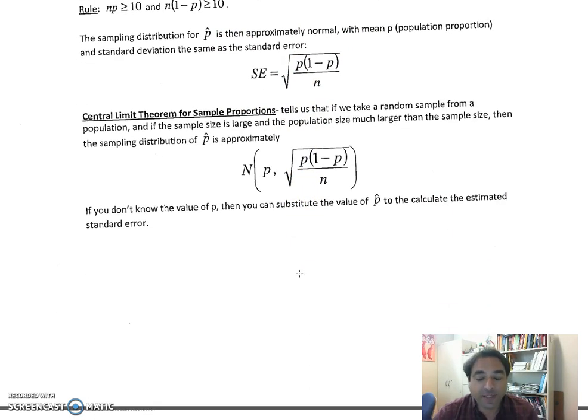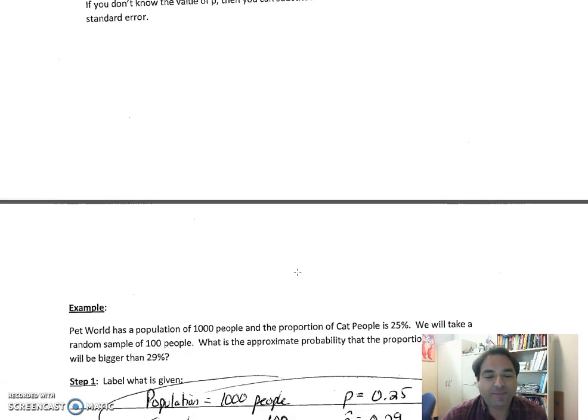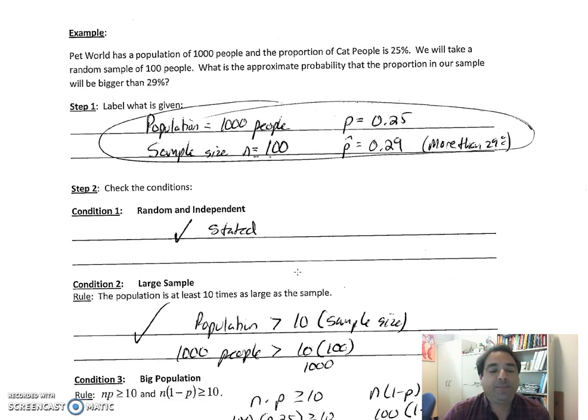The best way to explain this is through a couple of problems. So we're going to do some sample problems. The first one's not my favorite, but we're going to do it. Here it says, Pet World has a population of 1,000 people, and the proportion of cat people is 25%. We will take a random sample of 100 people. What is the approximate probability that the proportion in our sample will be bigger than 29%?